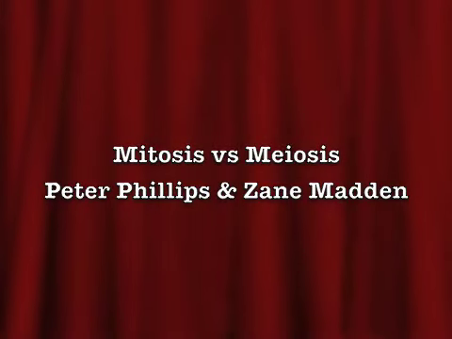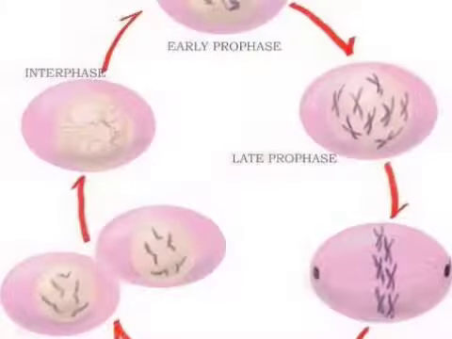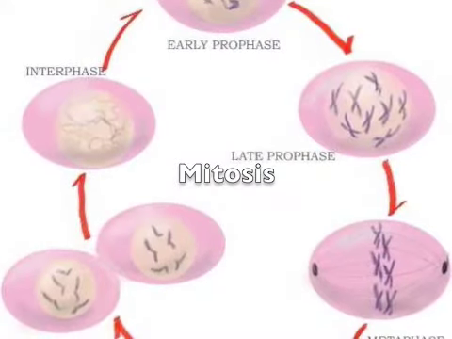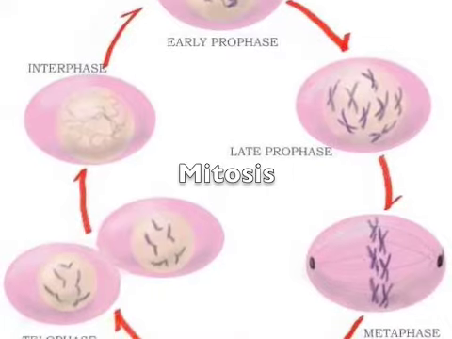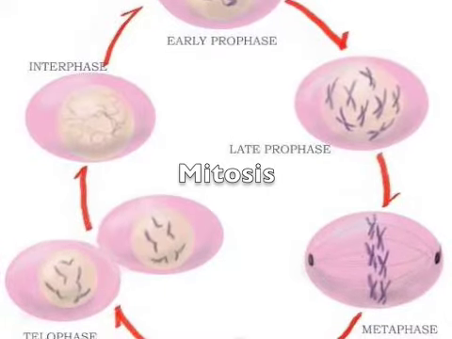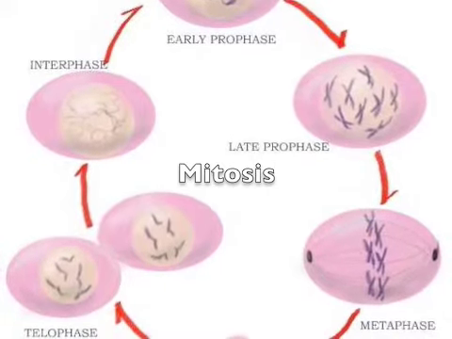Mitosis versus Meiosis by Peter Phillips and Zane. Mitosis is complex and highly regulated. It is when a eukaryotic cell separates the chromosomes in its cell nucleus into two identical sets in two daughter nuclei.